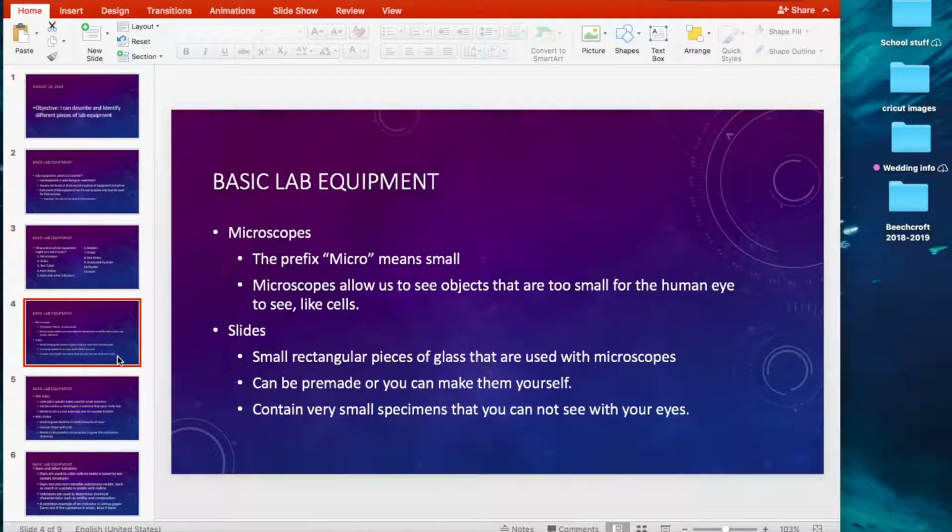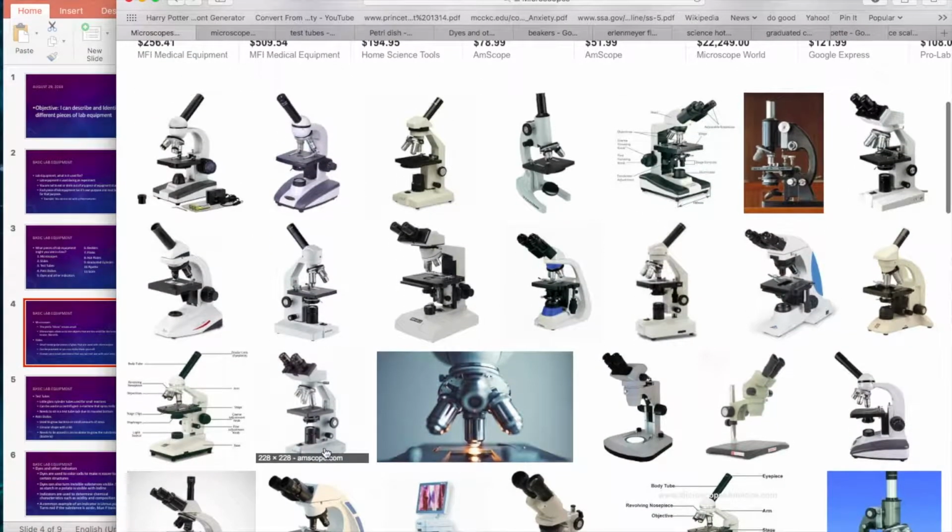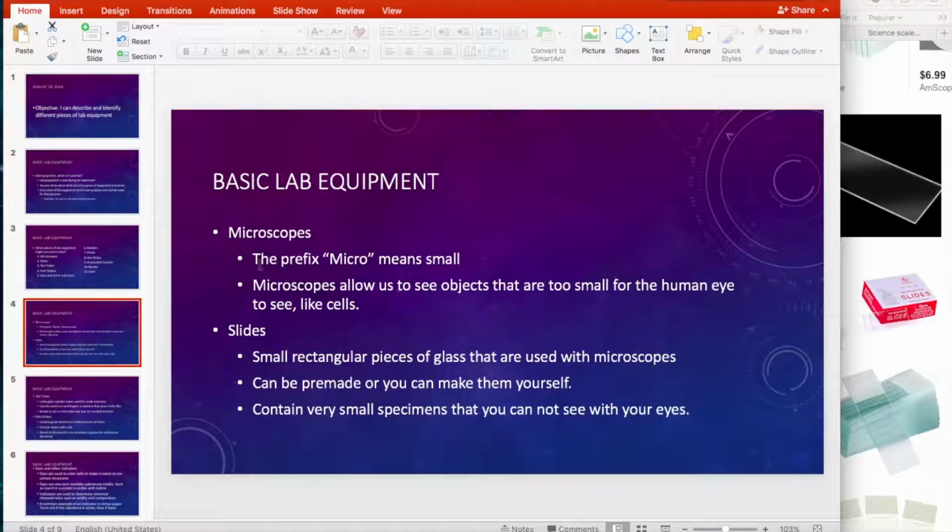Your first piece of equipment, microscopes. The prefix micro means small. Microscopes allow us to see objects that are too small for the human eye to see, like cells. And if we come down here, here are pictures of microscopes. So you may have seen these before. I'm hoping to get to these second nine weeks. Kind of excited about it. So these are microscopes.